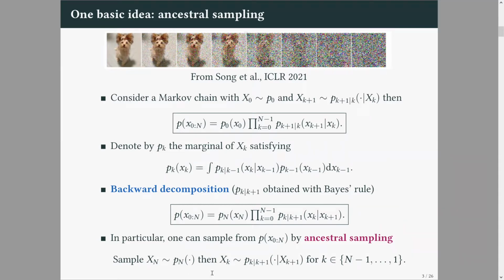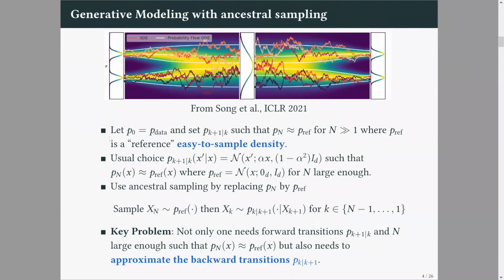So mathematically, what do we do? We need to define a bit more precisely what kind of forward transition kernel we use. We need to see how we could implement this ancestral sampling procedure practically. Remember, I have samples from the distribution of the data, say CIFAR10 or ImageNet or whatever. What you do is use this noising forward dynamic. I'm going to use simply an autoregressive Gaussian process.